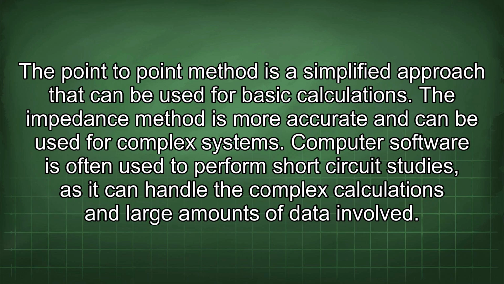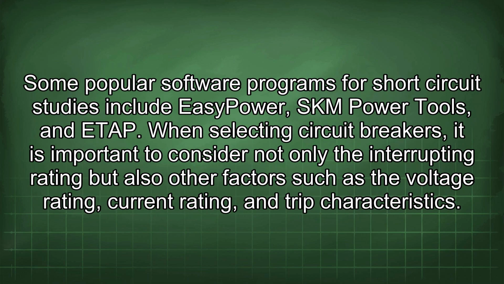The point-to-point method is a simplified approach that can be used for basic calculations. The impedance method is more accurate and can be used for complex systems. Computer software is often used to perform short-circuit studies, as it can handle the complex calculations and large amounts of data involved. Some popular software programs for short-circuit studies include EasyPower, SKM Power Tools, and ETAP.